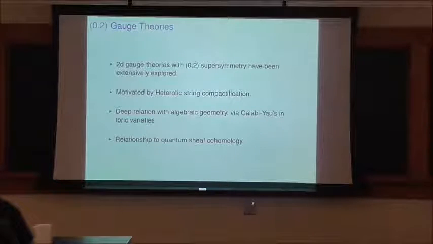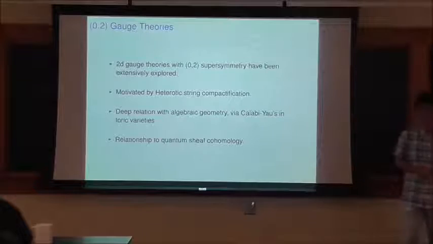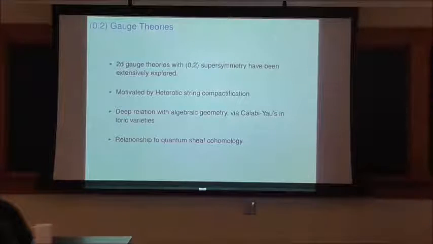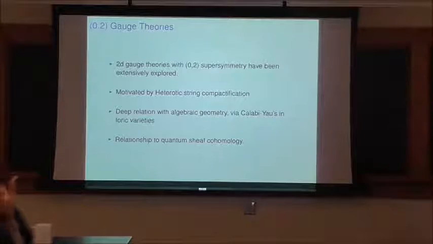And there's a deep relation with algebraic geometry because of Calabi-Yau hypersurfaces in toric varieties. Also, I want to mention this business called quantum sheaf cohomology. You might be familiar with what's called quantum cohomology coming out of 2,2 supersymmetric theories in 2 dimensions because of Witten. And it's a deformation of the usual classical cohomology ring on a toric variety or generally on a Calabi-Yau manifold.